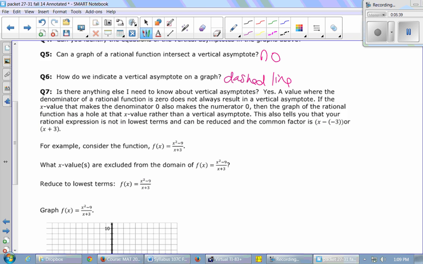An x value where the denominator of a rational function is 0 does not always result in a vertical asymptote. If that x value that makes the denominator 0 also makes the numerator 0, then the graph of the rational function has a hole at that x value and not a vertical asymptote. Okay, so this also tells you that your rational expression is not in lowest terms, that you could cancel the common factor. Okay. And whenever you have common factors, you have a hole in the graph, as opposed to a vertical asymptote.